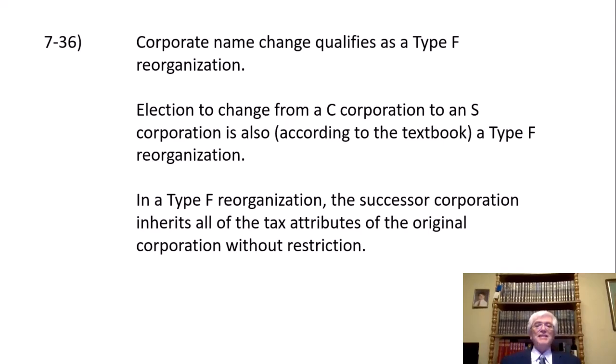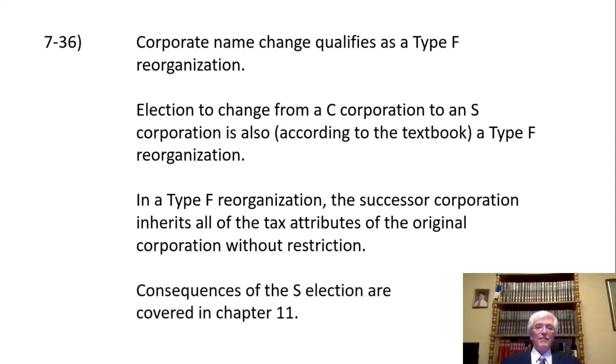In an F reorganization, the successor corporation inherits absolutely every tax attribute of the original corporation without restriction, as I say, all the way down to the tax ID number, as well as earnings and profits, net operating and capital loss carryovers, accounting methods, everything. It all just carries over without interruption at all.